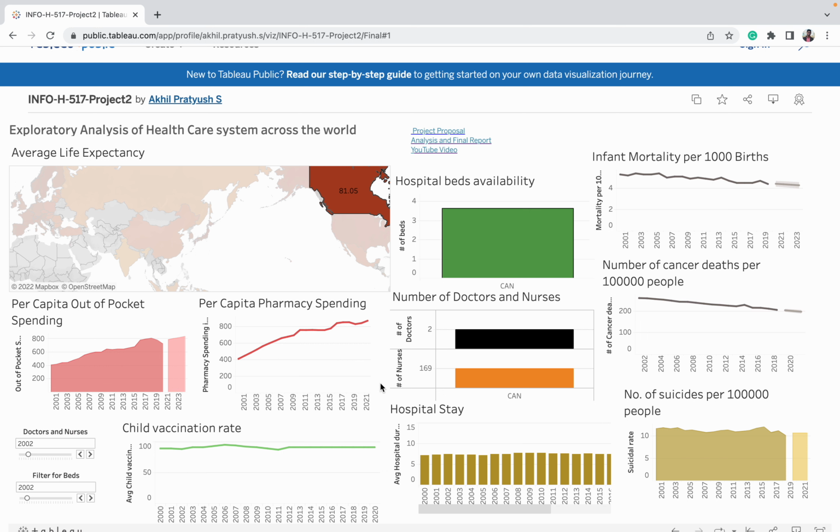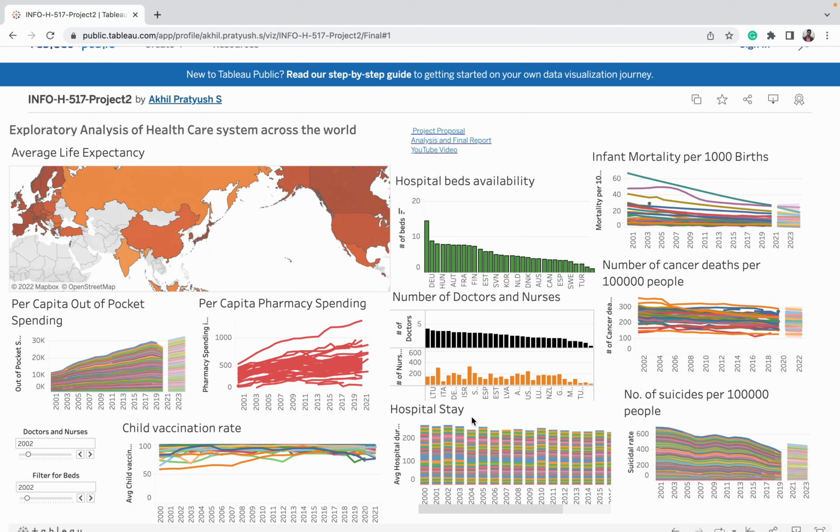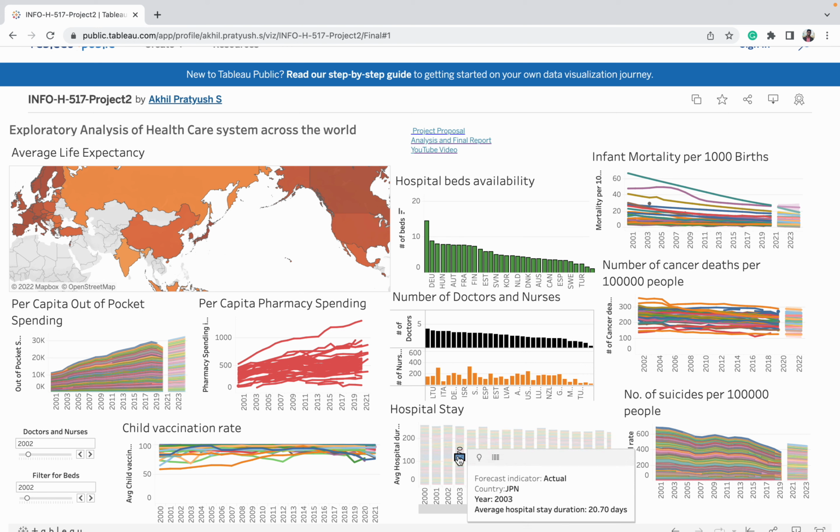And we also have a stacked bar chart here, which gives information about hospital stays. All these represent the number of hospital stays in a particular country in a year. For example, if I click here, it shows that in 2003 in Japan, the average hospital stay is 20.70 days. So now I'll hand over to Amin. Thank you, Rahul.